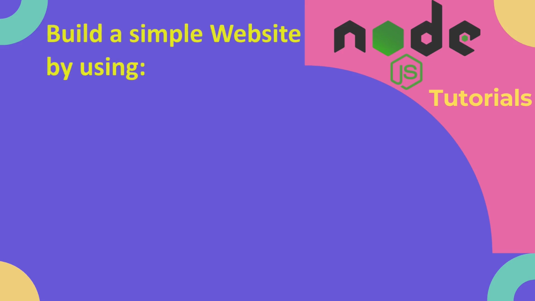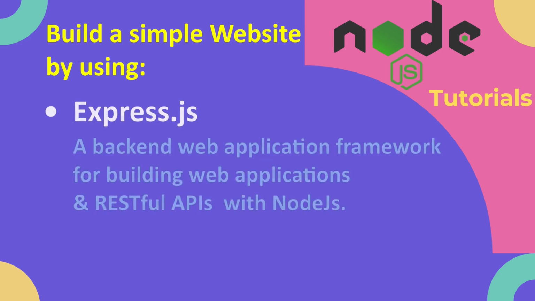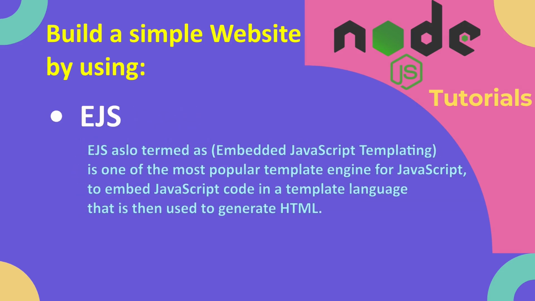In this video, we are going to build a simple website using Node.js, Express.js, and the EJS template engine. Express.js, or simply Express, is a backend web application framework designed for building web applications and APIs. EJS, also termed embedded JavaScript templating, is one of the most popular template engines for JavaScript.